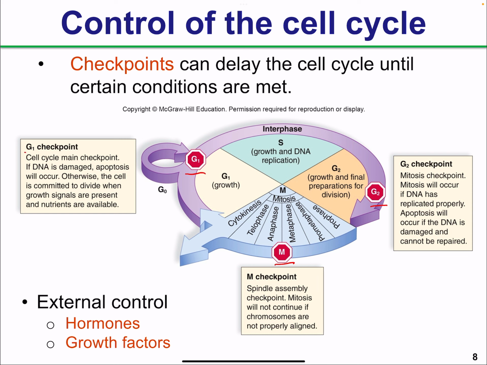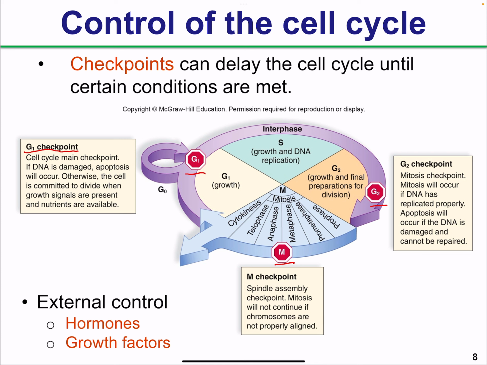In the G1 checkpoint, the cell is going to verify that DNA is not damaged. If it is damaged to the point that repair cannot fix the issue, then that cell is going to undergo apoptosis, right? Now, if DNA is okay or repairable, first of all, the DNA is going to be repaired, and then the cell is going to commit to enter the S phase, right?